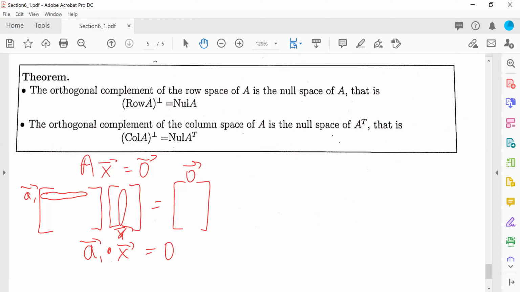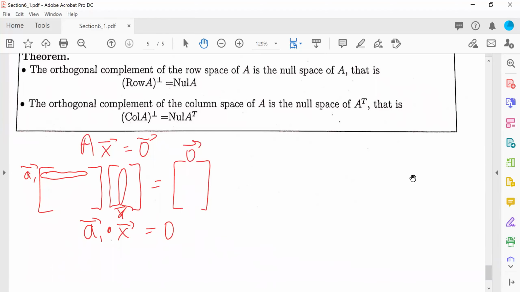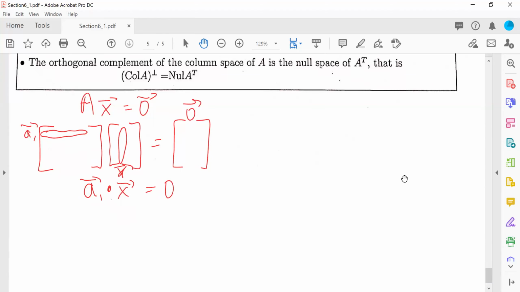So we see that, by definition, the rows are orthogonal to the x that form the null space. That's why the orthogonal complement of the rows is nothing else but null A. And similarly, we will consider part B of that statement.